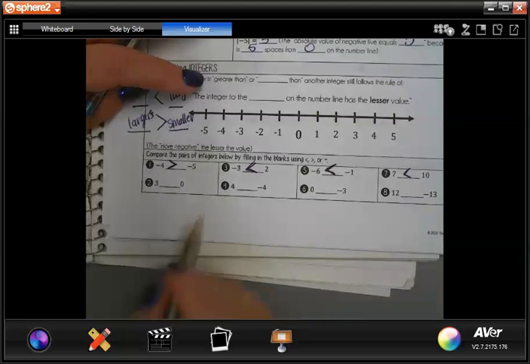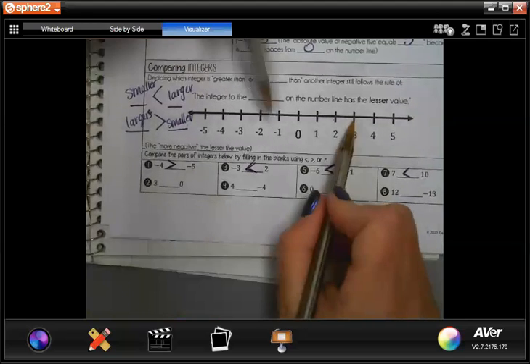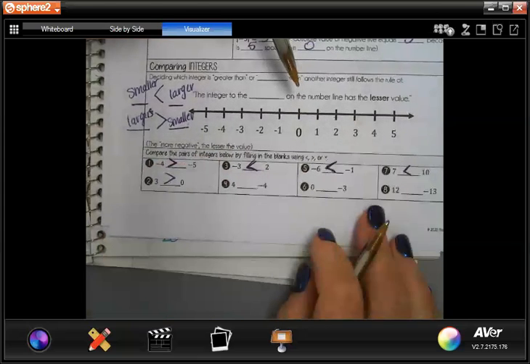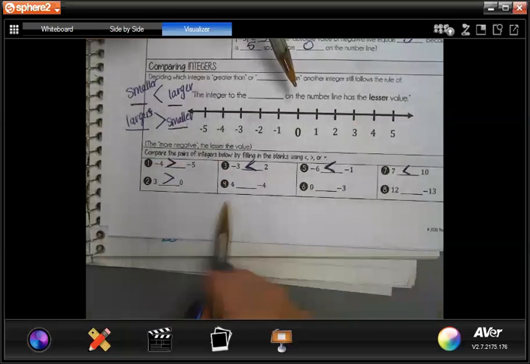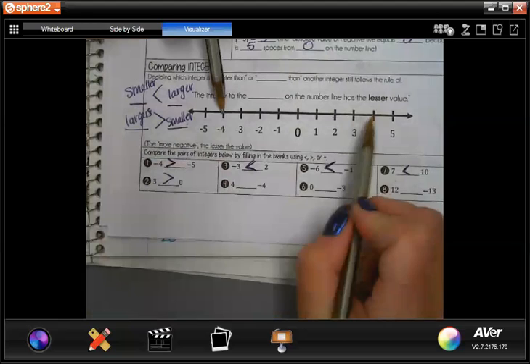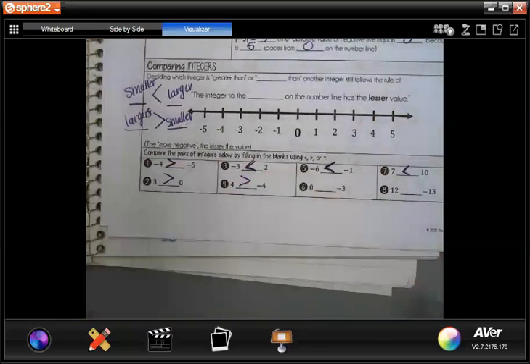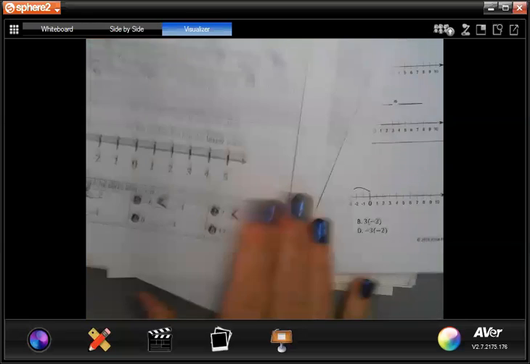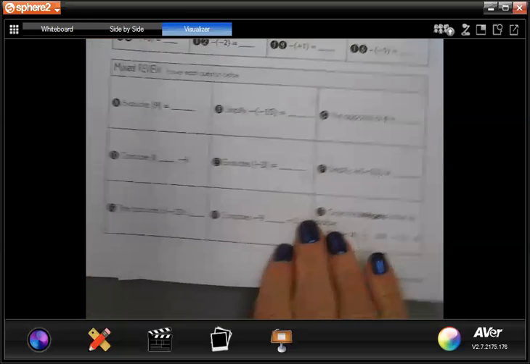Oh, well. 3 is here, 0 is here. 3 is to the right, so 3 is greater than 0. All right, 4 is here, -4 is here. 4 is greater than -4. All right, so that is a little tidbit of information.